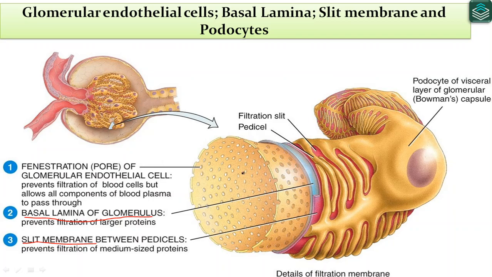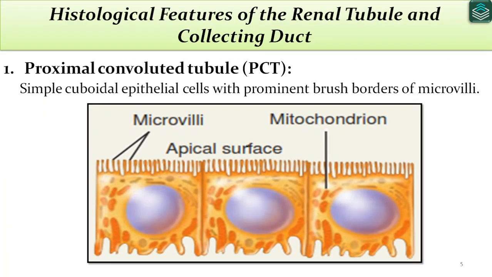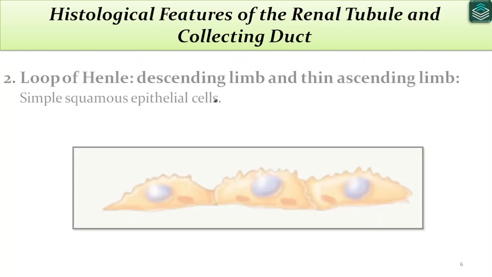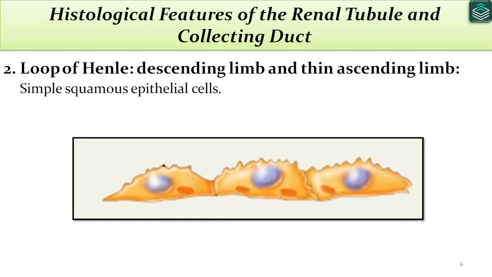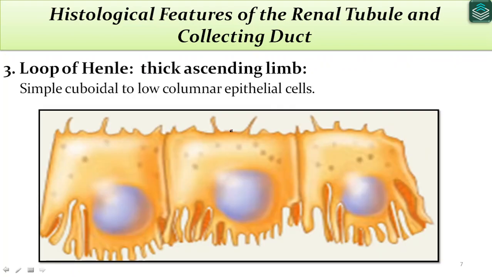When we start with the renal tubule, the first part is the proximal convoluted tubule. The proximal convoluted tubule is made up of simple cuboidal epithelial cells with prominent brush borders of microvilli. These microvilli, like those of the small intestine, increase the surface area for reabsorption and secretion. The second part is the loop of Henle, that is, the descending limb and thin ascending limb. It is made up of simple squamous epithelial cells. The third part is the thick ascending limb, which is made up of simple cuboidal to low columnar epithelial cells.